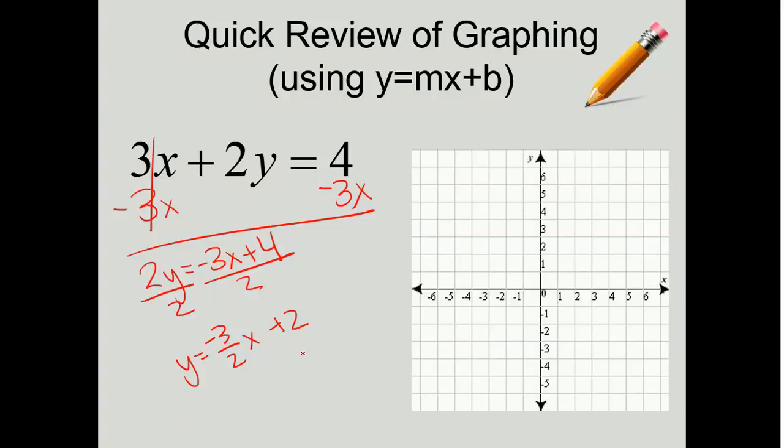Let's graph this. I'm going to start at my y-intercept, remember. That's positive 2. So we're going to start on the y-intercept right there, and then we're going to use our slope. So down 3 over 2. Down 3, 1, 2, 3, over 2, 1, 2. Again, down 3, over 2. Then up 3, 1, 2, 3, over 2, and so on. And let's see if I can connect them.